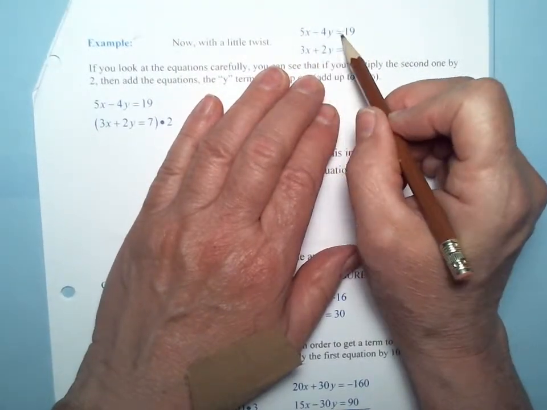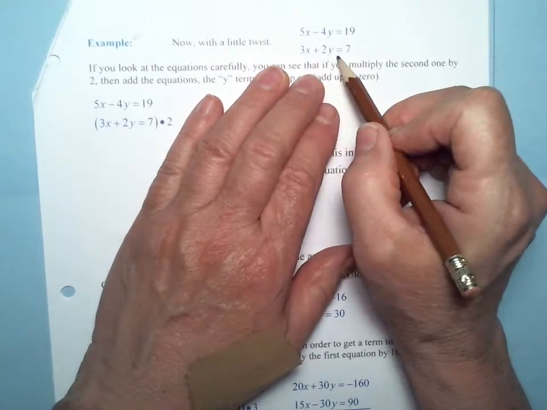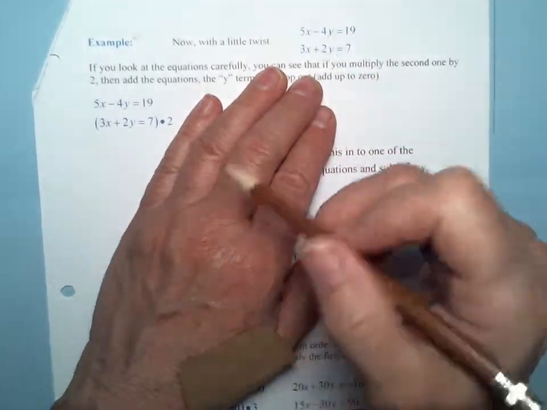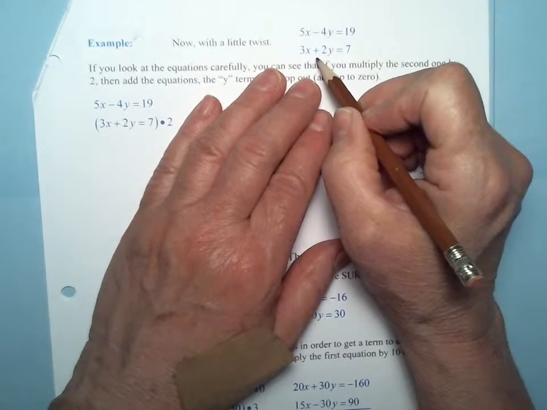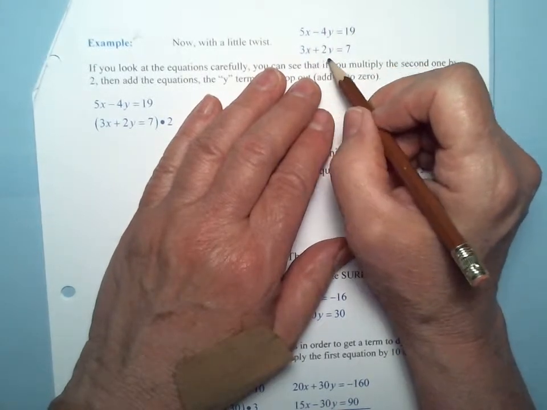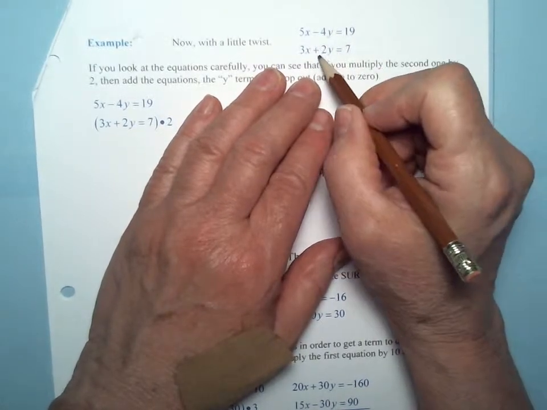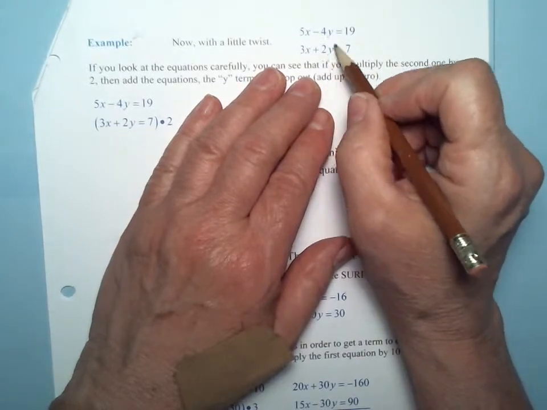We've got a 5x minus 4y on the top, 3x plus 2y in the bottom, so nothing is matching up like it did on the first example. But I do see something that I like right here. This is a negative guy and this is a positive guy, so it might be helpful to have that set up.